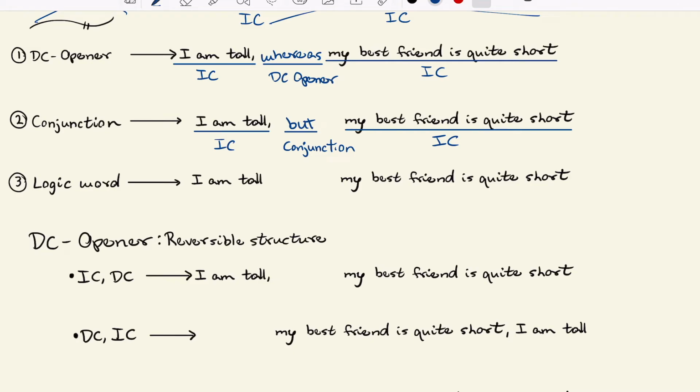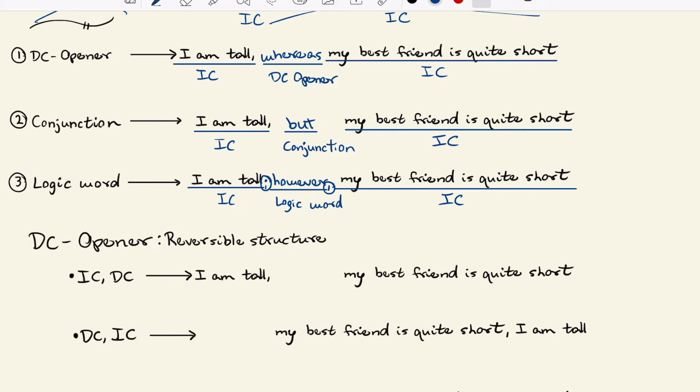The last way is by using a logic word. So we have our independent clauses, and then we can join them with a logic word, which is any word that makes sense in context. So, for example, we could use here, however, which is our logic word. Notice how when we use however, we have to add a semicolon here and a comma here for it to be grammatically correct.